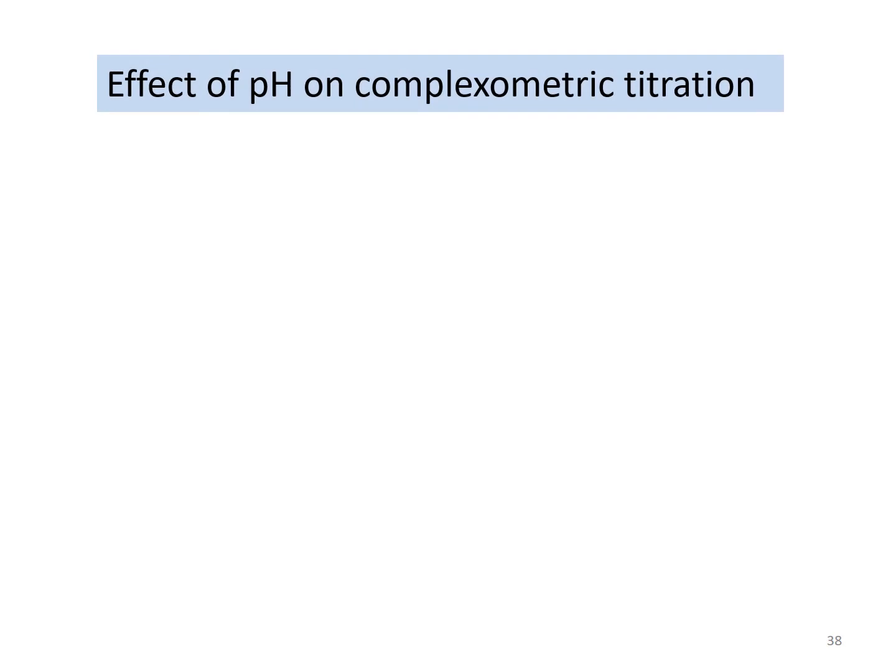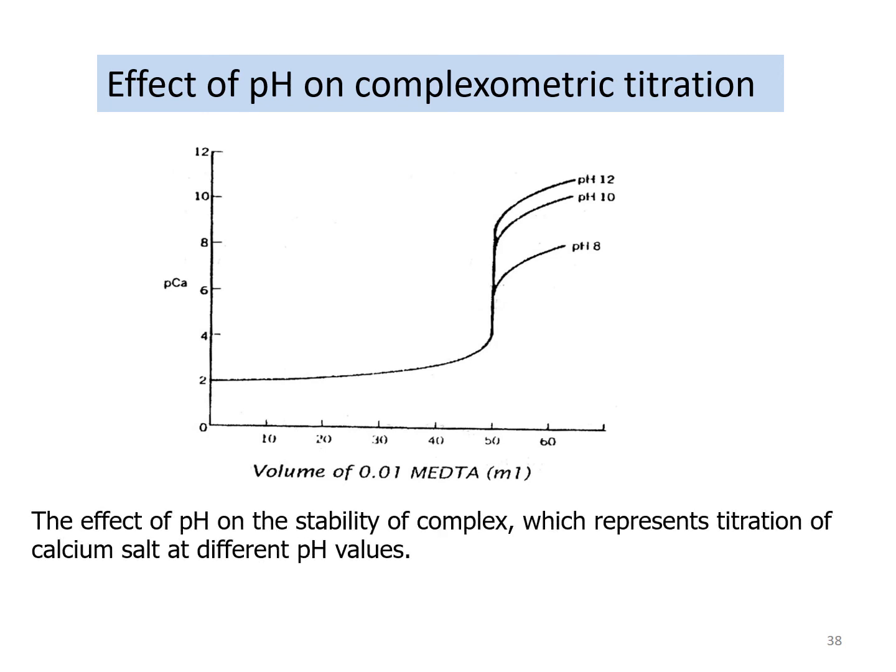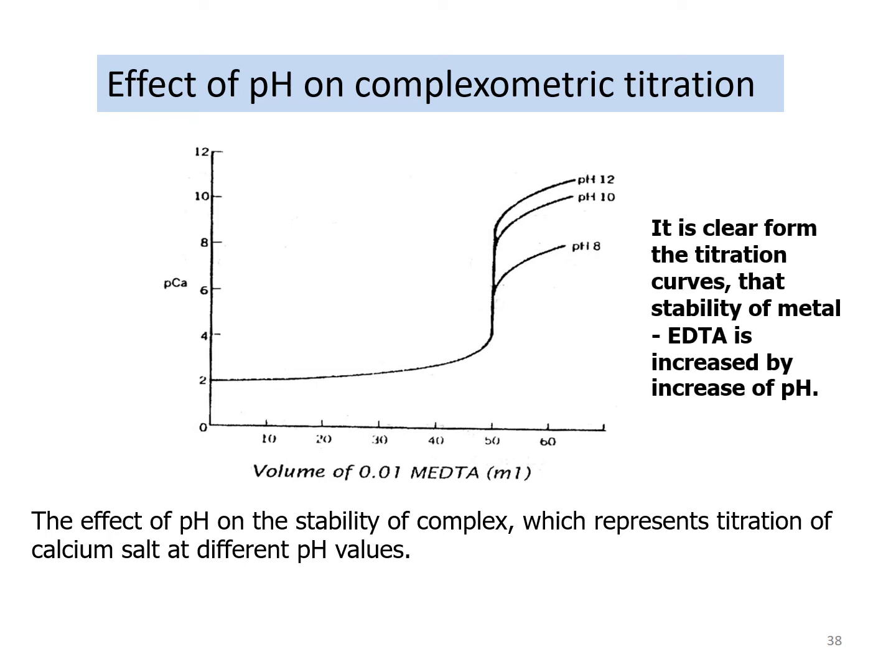The effect of pH on the complexometric titration. Again, a titration curve is illustrated here. It shows the effect of pH on the stability of the complex, representing titration of a calcium salt at different pH values. It is clear from the titration curve that the stability of the metal-EDTA complex is increased by increasing the pH.